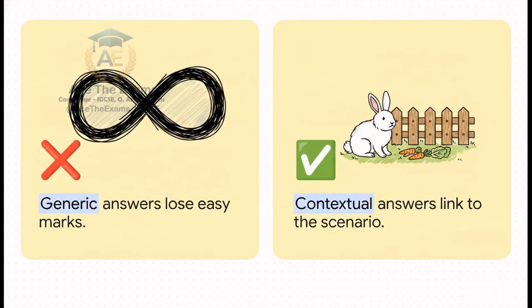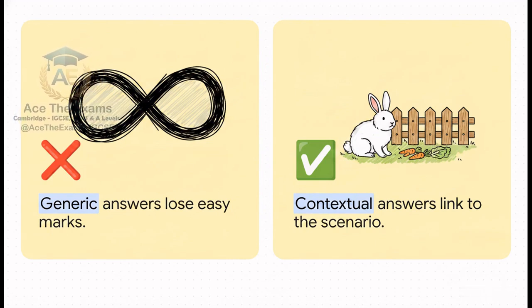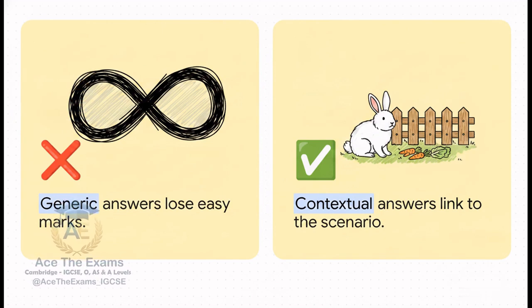Let's visually contrast these two approaches to really hammer this home. The generic answer states the sum goes to infinity. Simple, true and pure math, but useless here. But look at the context-specific answer. It says, the population of rabbits cannot grow indefinitely according to this geometric model because environmental resources such as food and space are limited, causing the common ratio to eventually decrease. Do you see the massive difference there?